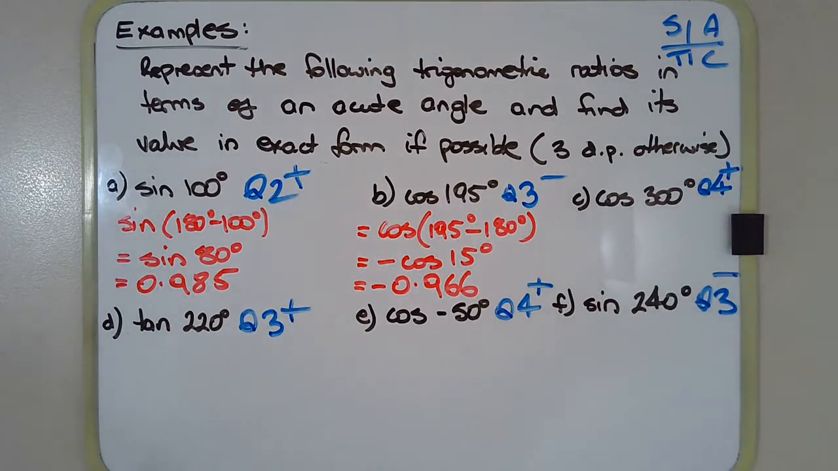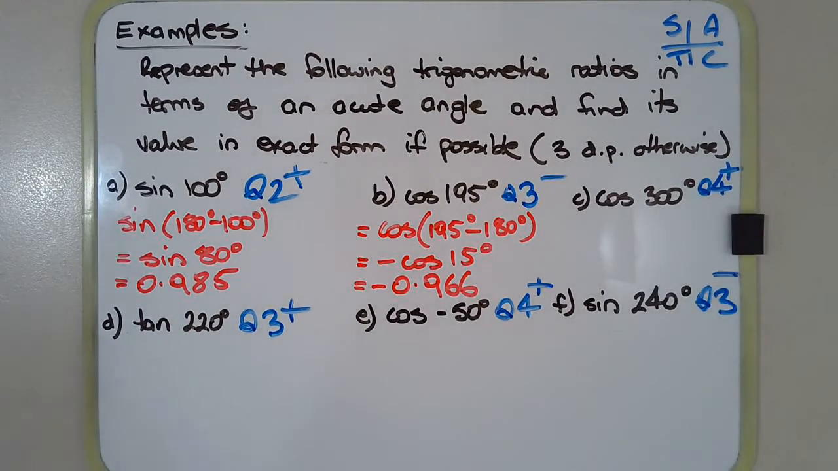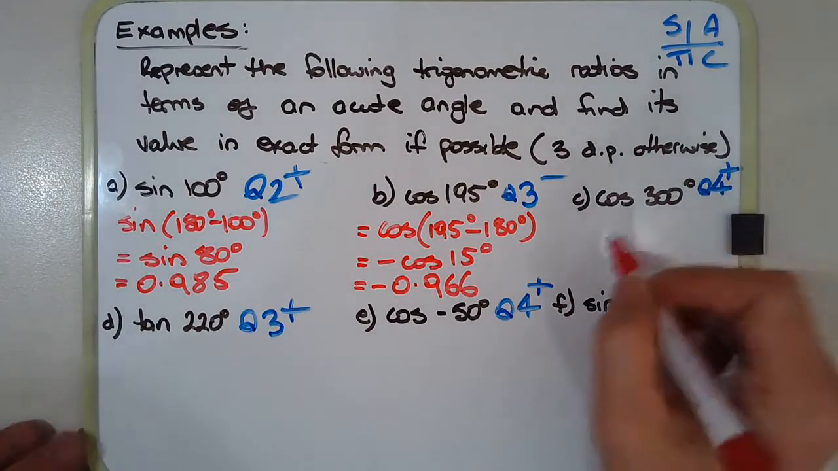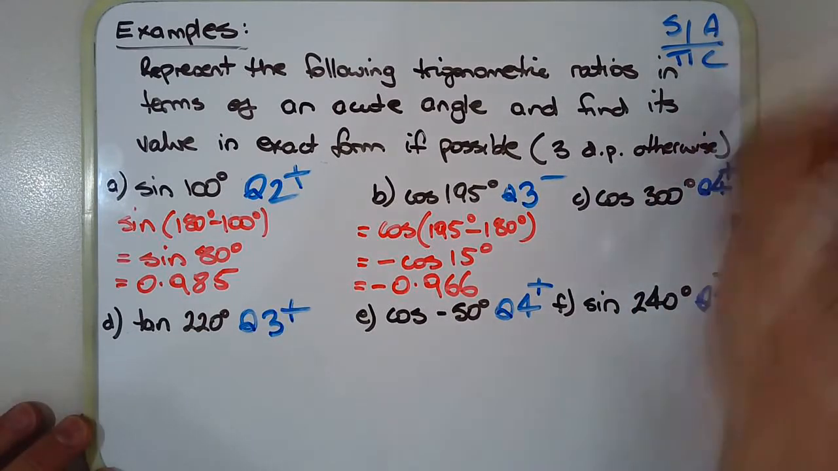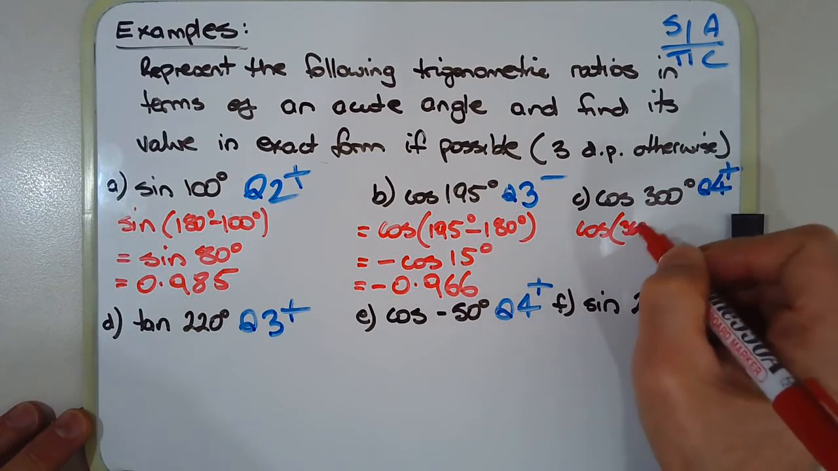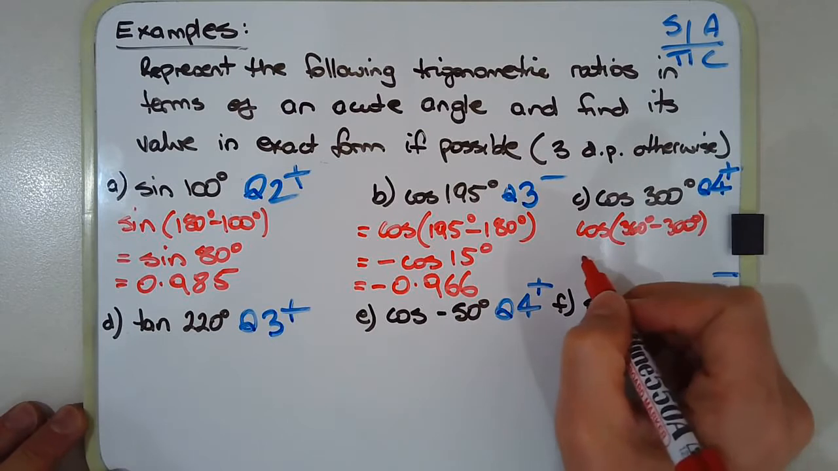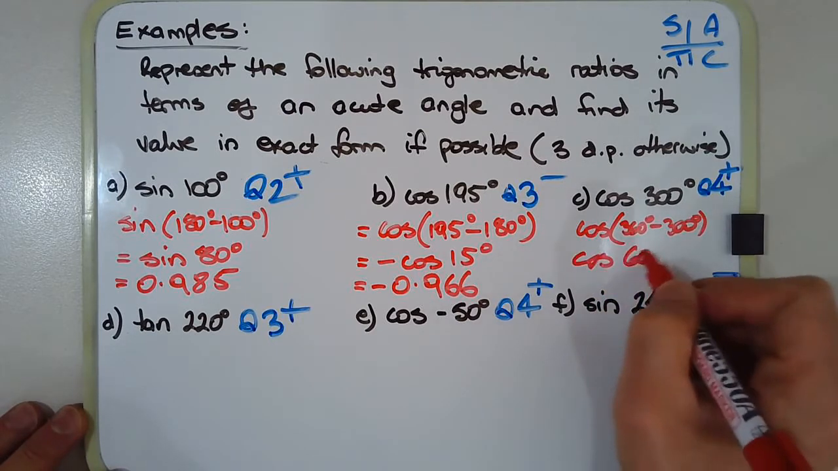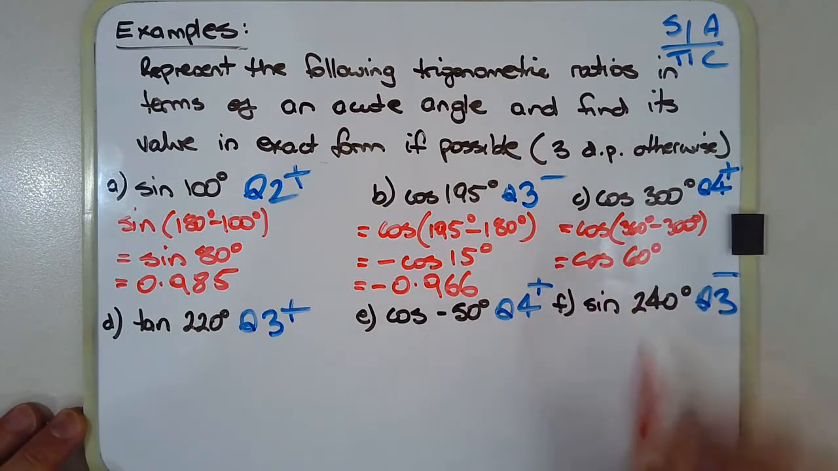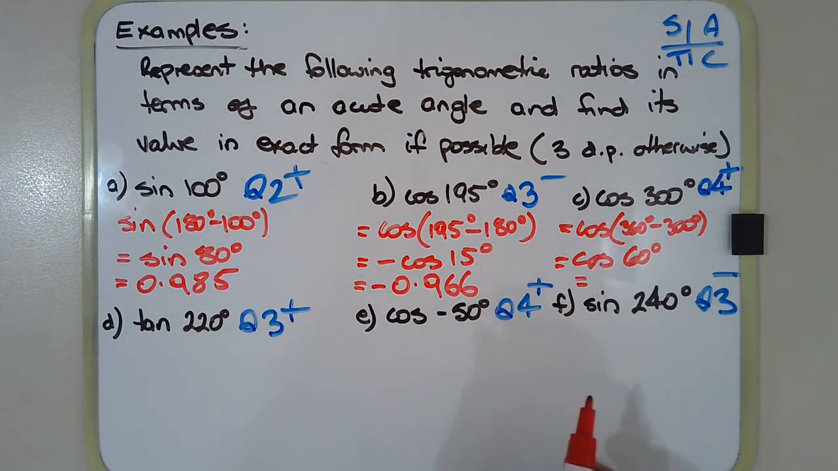Cos of 300 degrees. Quadrant 4, it's positive. Let's convert that into the equivalent acute angle, or the equivalent angle in quadrant 1. That's the same as cos of 360 degrees minus 300, which is really the same as cos of 60 degrees. Because it's positive, we're just going to leave it as positive. Now, cos of 60 degrees is an exact ratio. That's the ratio 1/2.